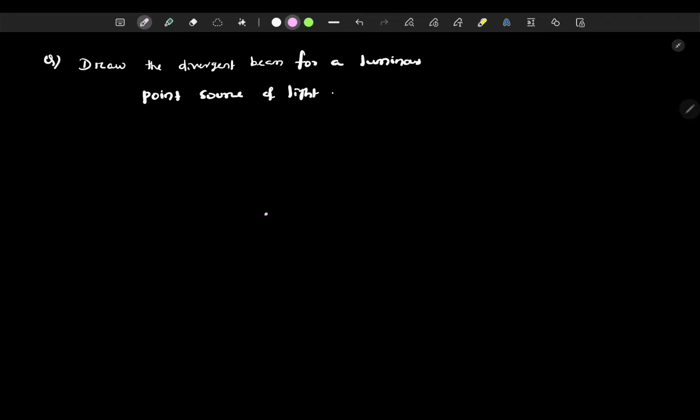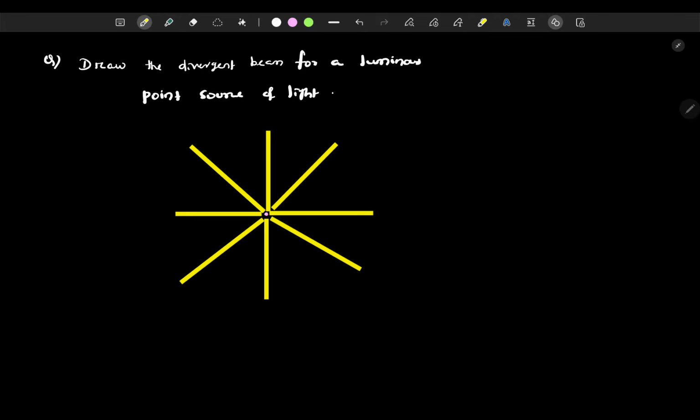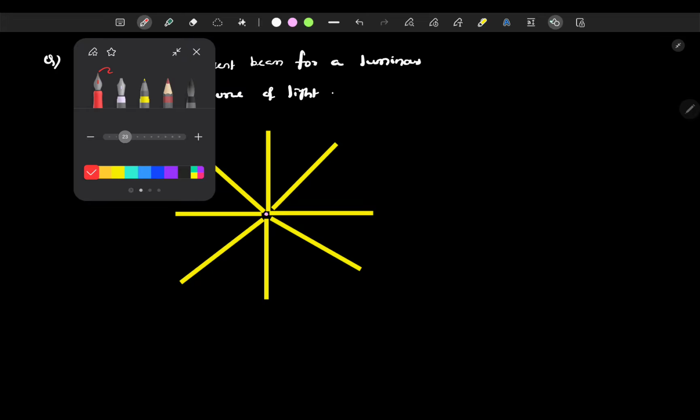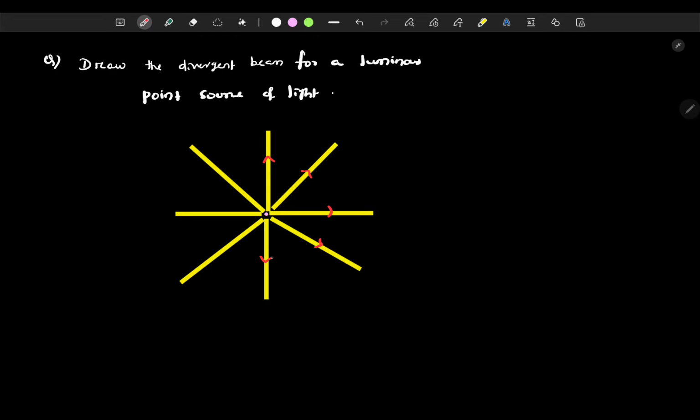Now see, this is your luminous point source of light. Point source means having nearly zero dimension, point sized. In this case you have to draw these patterns of divergent beam, and in arrow mark you have to show. If I ask from any source of light how many rays are coming, you have to say infinite number of rays. So divergent beam of light is emitted in its surrounding in all directions. Source means it is a body which emits light in all possible directions. So this is the diagram for a luminous point source of light. This is the pattern of divergent beam.